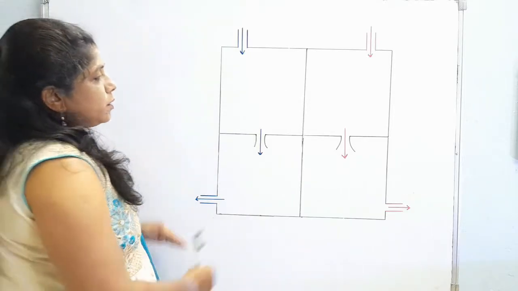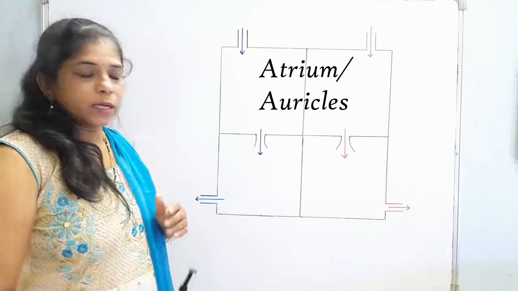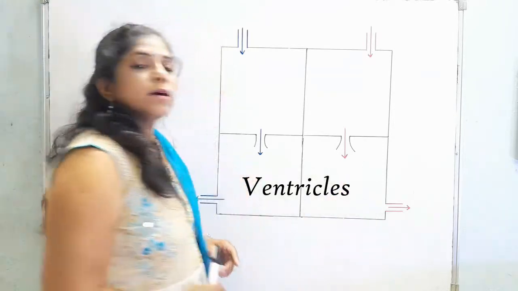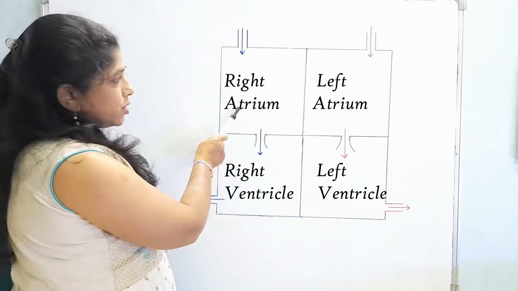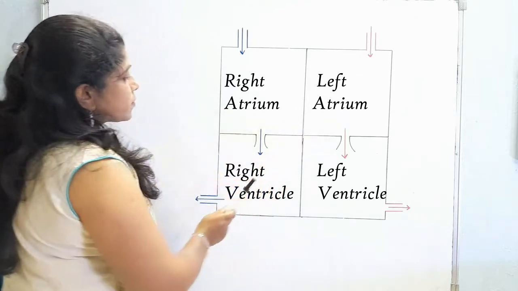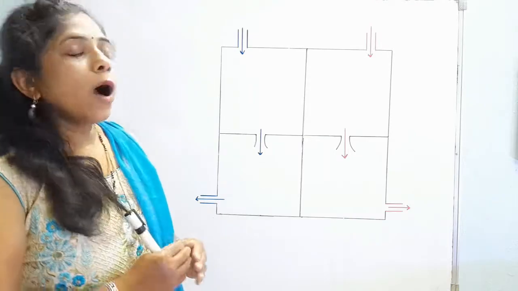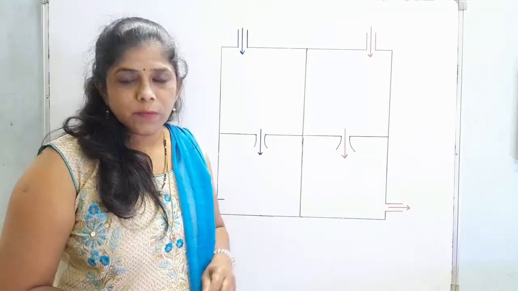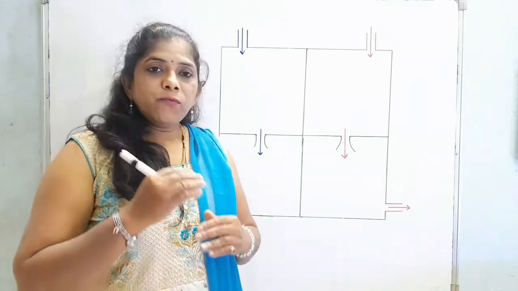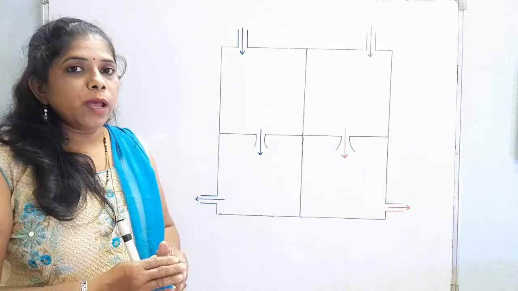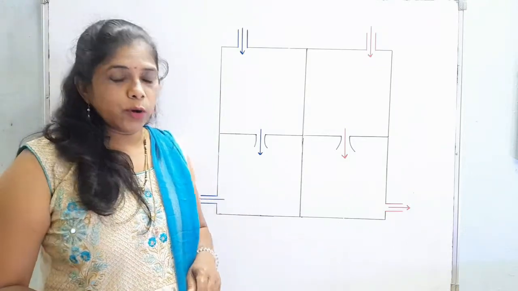Okay. Now here the upper 2 chambers, they are called as atrium or auricles, and the lower chambers are called as ventricle. So this is right atrium, left atrium, right ventricle and left ventricle. Okay. Now how heart actually works? Here we know that the main function of our blood is to supply oxygen and other required nutrients to all the cells of our body.